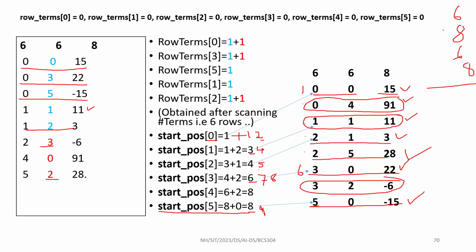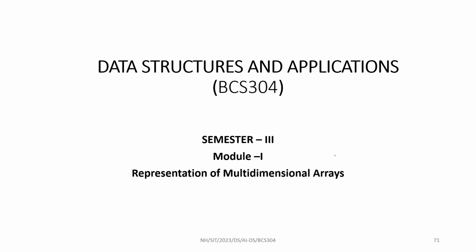What is the total? For initialization, this is for row terms. This is for the row terms, 8 number of times I have to repeat. This is for the starting position, there are 6 entries. This is for scanning. So total 24 times. Earlier it was 40 times, now it is 24. So much is reduced. That is why the name fast transpose. Fast because it is faster.